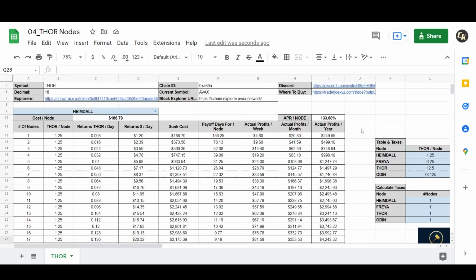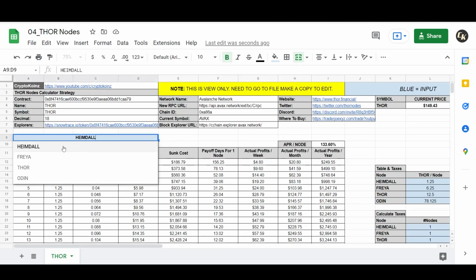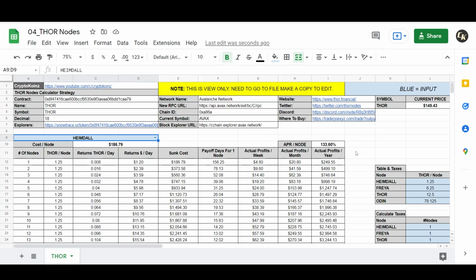So now if we go to Heimdall here, which is the lowest tier for nodes, it costs $186 per node. And this is paying you a 133% APR per node. So their lowest tier pays you a lot more than the lowest tier of power.